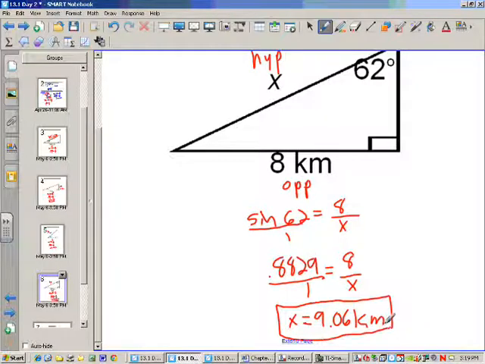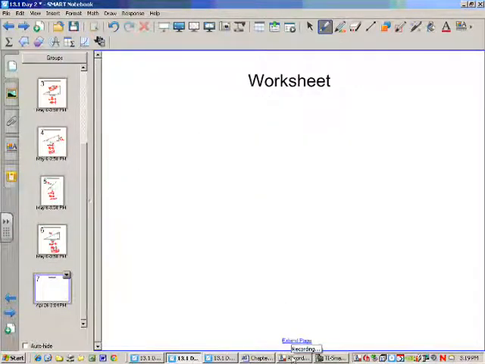All right, so hopefully by now you understand how to use trigonometric ratios to solve for sides of right triangles. And now you have a worksheet for homework.